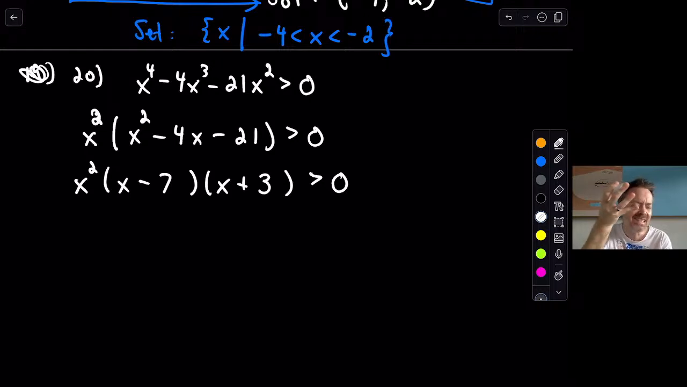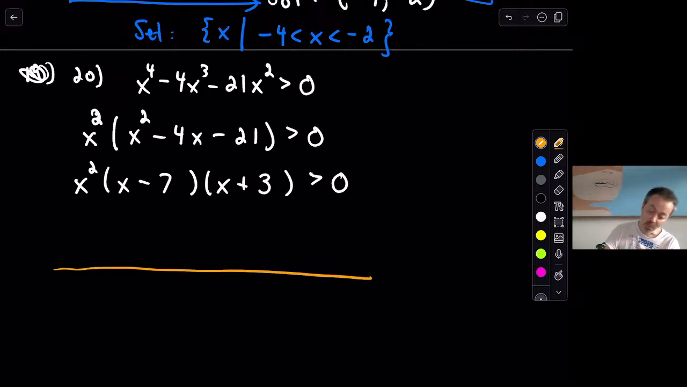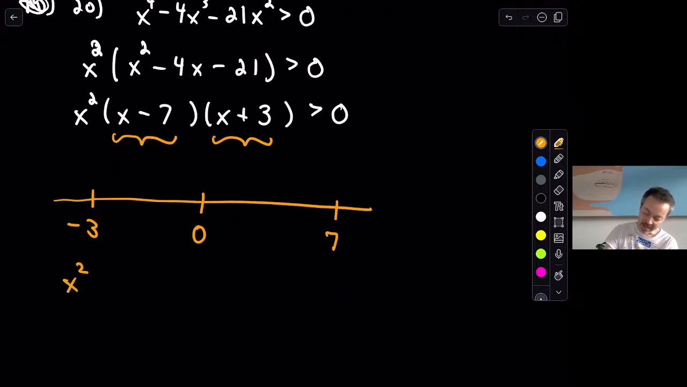Now, suppose it did say equal to 0. I'm going to do the same thing. I'm going to make my number line. If it was equal to 0, what would my solutions be? I would take x squared and set it equal to 0, and that would give me x equals 0 as a solution. If I take x minus 7 and set it equal to 0, I would get x equals positive 7. And if I take x plus 3 and set it equal to 0, I would get x equals negative 3. So I'm just thinking about it as an equation and solving.